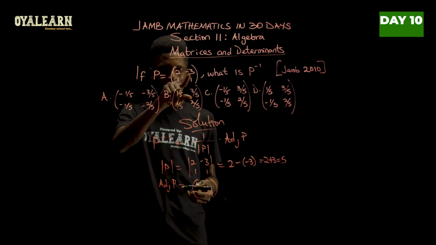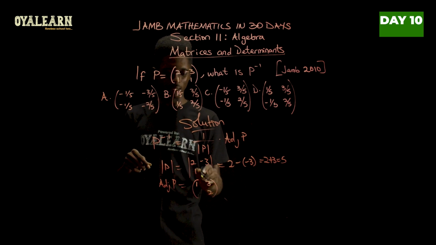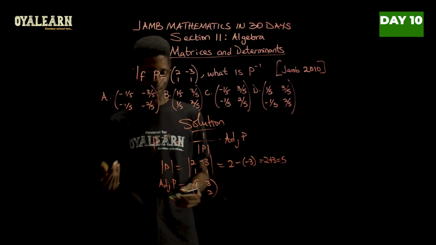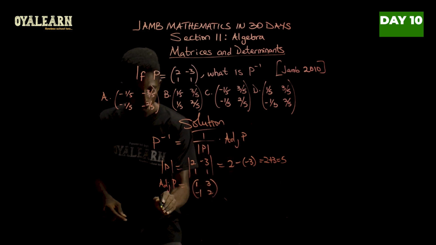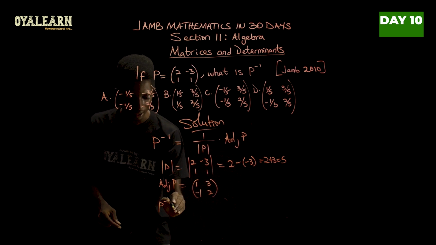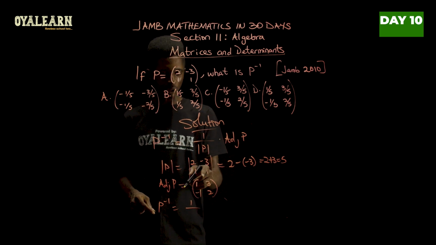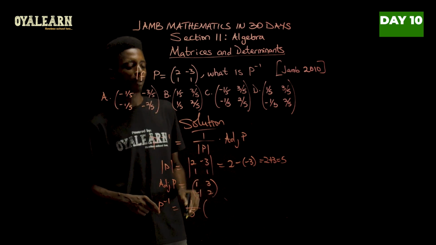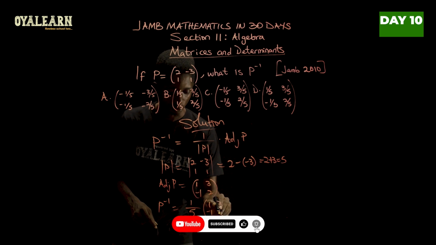Now the other elements will just be multiplied by negative 1. Minus 1 times minus 3 would give us 3, because minus times minus is plus. And then minus 1 times 1 will give us minus 1. So now we've gotten the adjunct of P. So P inverse would then be 1 over the determinant of P, that's 5, multiplied by the adjunct of P: 1, 3, minus 1, 2.